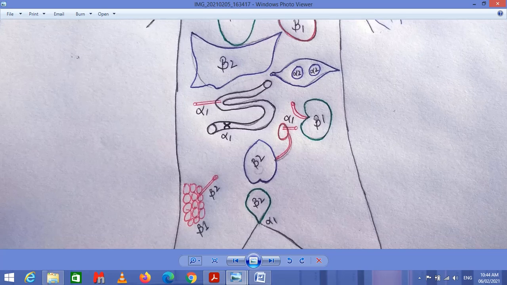Now coming toward the next organ, this represents the uterus or womb. The uterus or womb of ladies contains the myometrium. It contains the muscular layer, and that muscular layer contains the beta 2 receptors. And as I have told you previously, the beta 2 receptors are always responsible for relaxation.